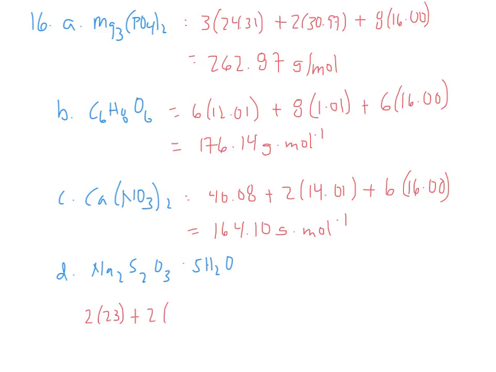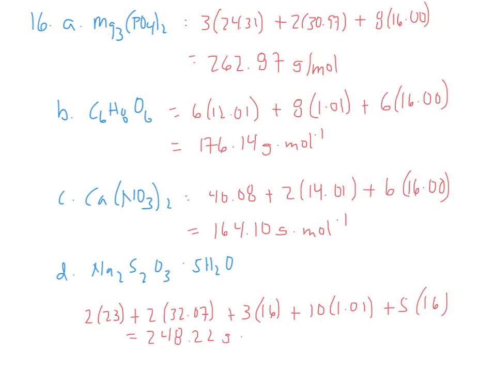plus the 2 sulfur at 32.07, plus the 3 oxygen at 16. And now for the water, if you remember, water has a molar mass of 18.02. You could just take 5 times that molar mass. Otherwise, if you don't remember it, 10 hydrogen, 5 more oxygen, and that leaves me with a molar mass of 248.22 grams per mole.